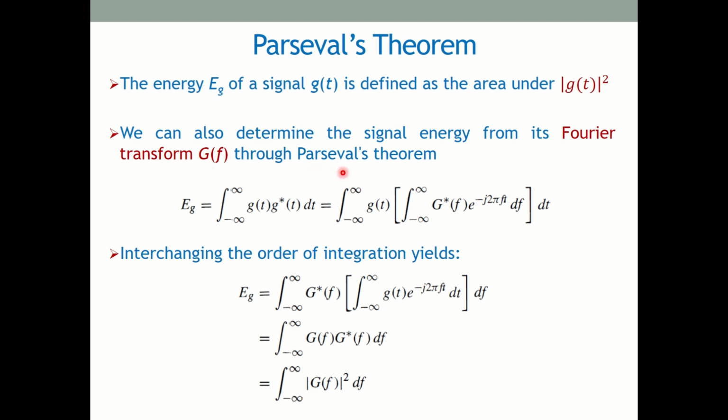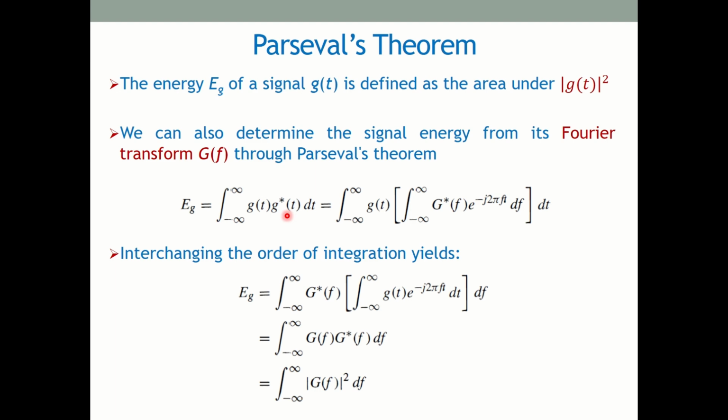We have discussed this relation before as well. So let's start from the right hand side. Let's determine the energy Eg from the time domain expression, where we have to consider the magnitude square. Magnitude square mathematically is equal to the product of g(t) with its conjugate. So this becomes magnitude square, and after rearranging, let's consider this g(t) conjugate.